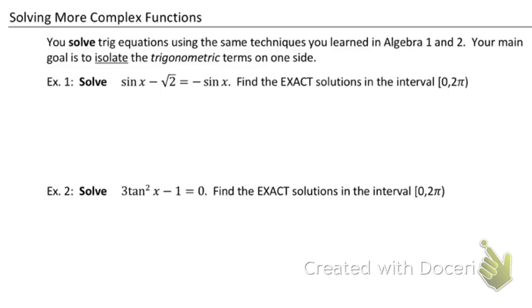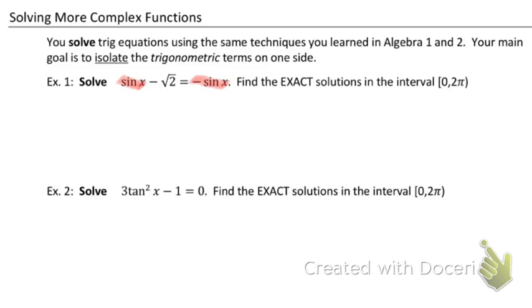In order to do these, we need to get all of our trig functions on one side and anything that's just a number on the other side. In other words, picture it as just x minus square root of 2 and negative x, and how you'd solve that. Well, you get all your x's on one side, and you get all your numbers on the other side, and you go from there.